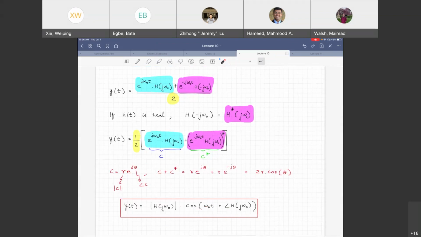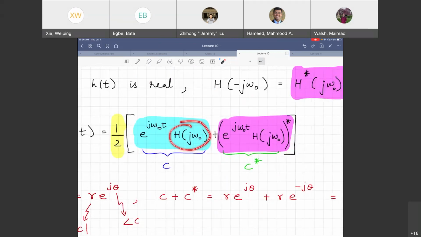What would that be for? C plus C conjugate. So what are you doing? You're taking this guy and you're substituting it over here in the square brackets. The half over here cancels out with the 2 over there. You will be left with what? R cosine theta. What is R? R would be the magnitude of C. What is the magnitude of C?